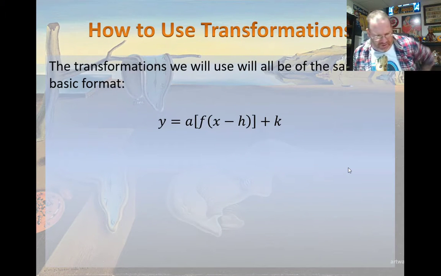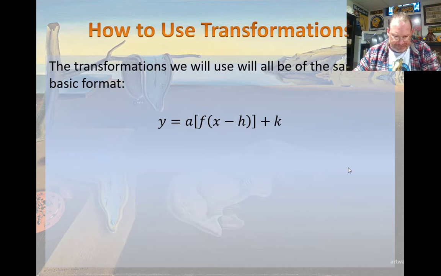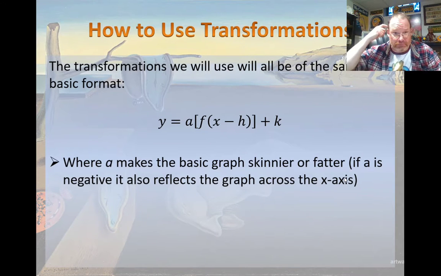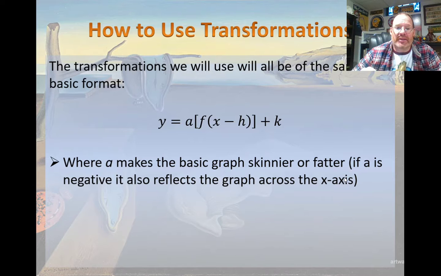Okay, so we just talked about rigid transformations, which are ones that have H and K terms. Now we're going to talk about non-rigid transformations, and what that does is it has an A term that makes the graph skinnier or fatter. You also have to pay attention to the sign of the A term, because a negative indicates a reflection.